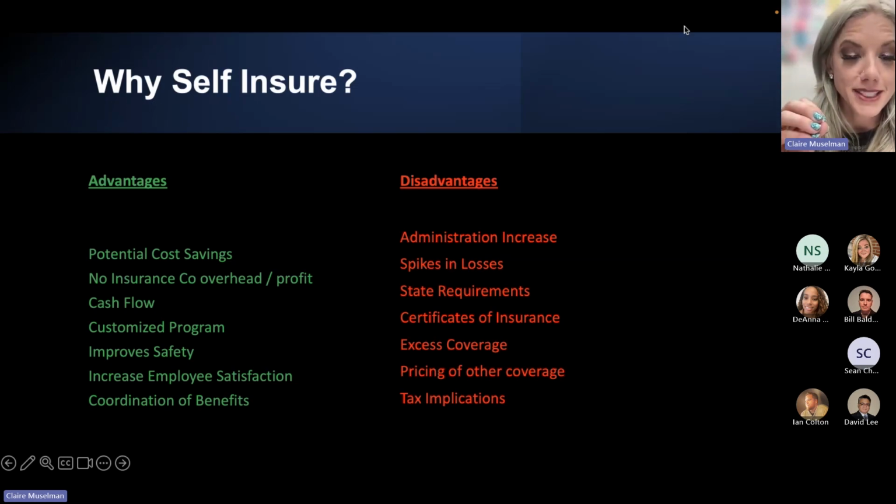Excess coverage, I'll talk about this too. This can have variable pricing if you are self-insured, and companies might have to assume more risk along the way, and I'll show you a specific example of that. Other insurance coverages might be more expensive as a result of this.